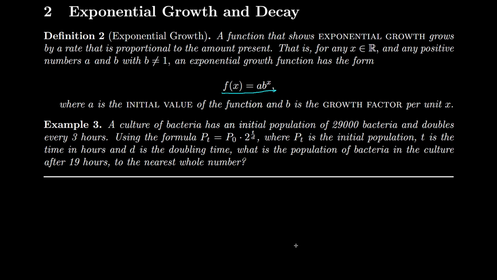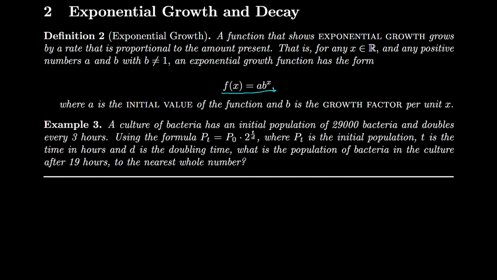It says that a culture of bacteria has an initial population of 29,000 bacteria, and that it doubles every 3 hours. Using this formula, p sub t equals p sub 0 times 2 to the t over d, where p sub t is the initial population, t is the time in hours, and d is the doubling time, what is the population of bacteria in the culture after 19 hours to the nearest whole number?